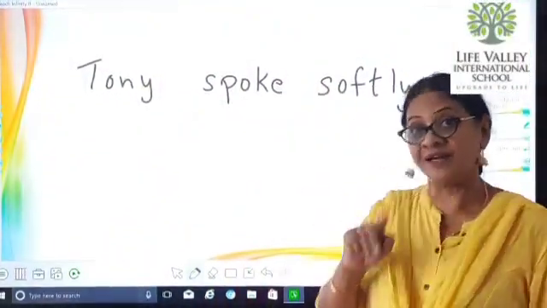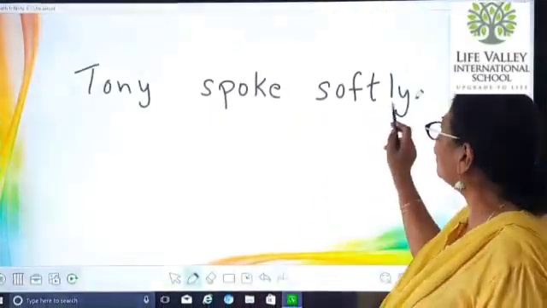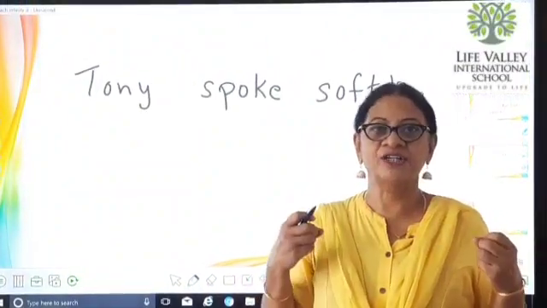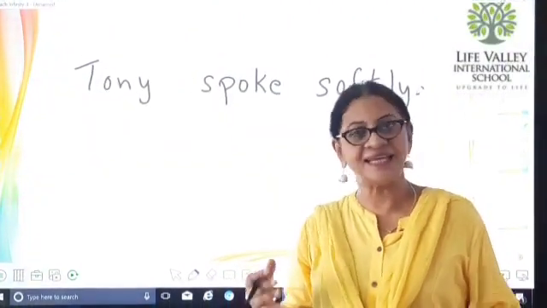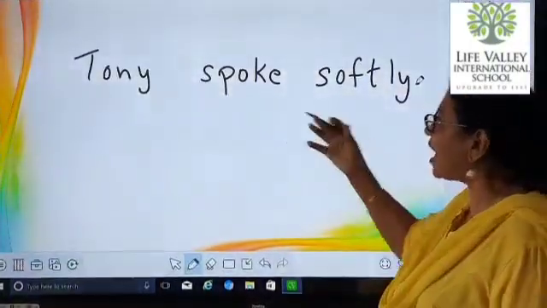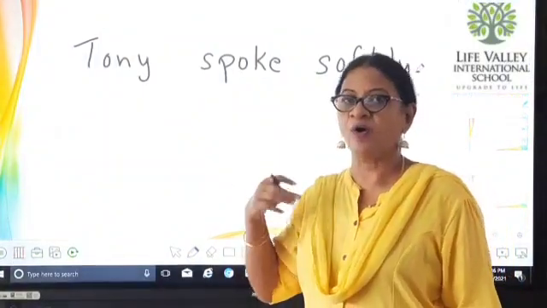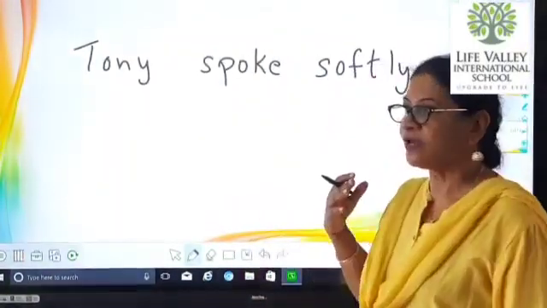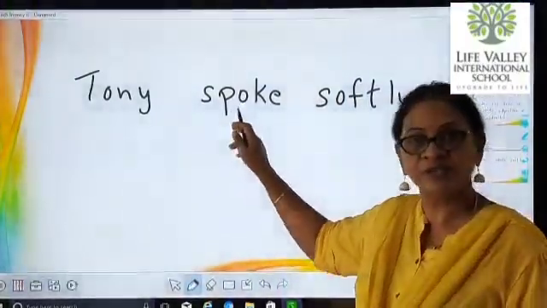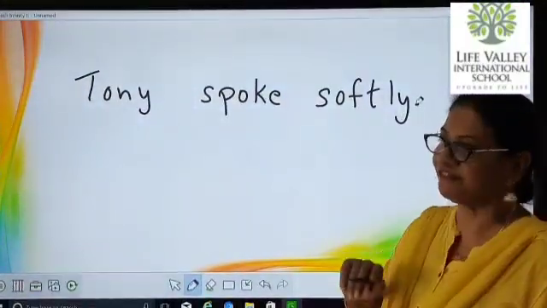So another very interesting point is that most adverbs end with ly. Clearly, mostly, surely, certainly. All the words which end with ly are usually adverbs. Okay. So how did Tony speak? He spoke softly, or he spoke clearly, or he spoke loudly, or he spoke harshly. So those words describe a verb. So spoke is a verb, and this adverb describes the verb.